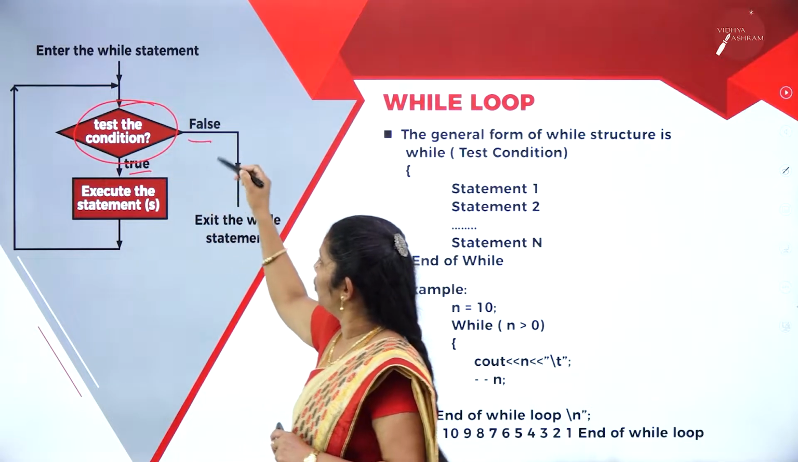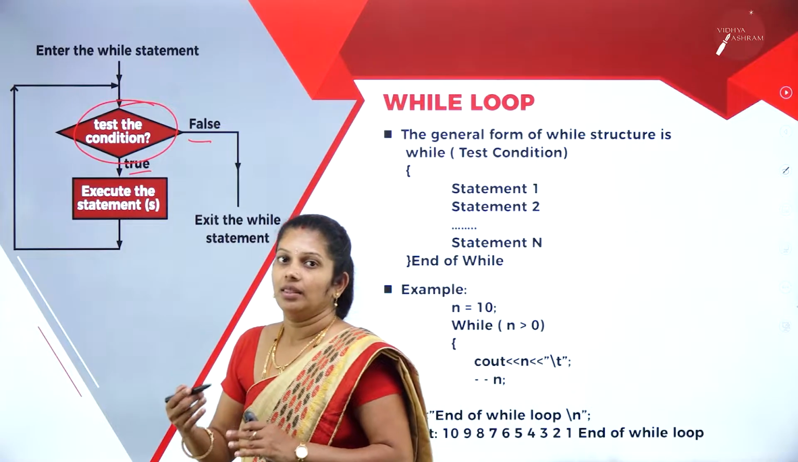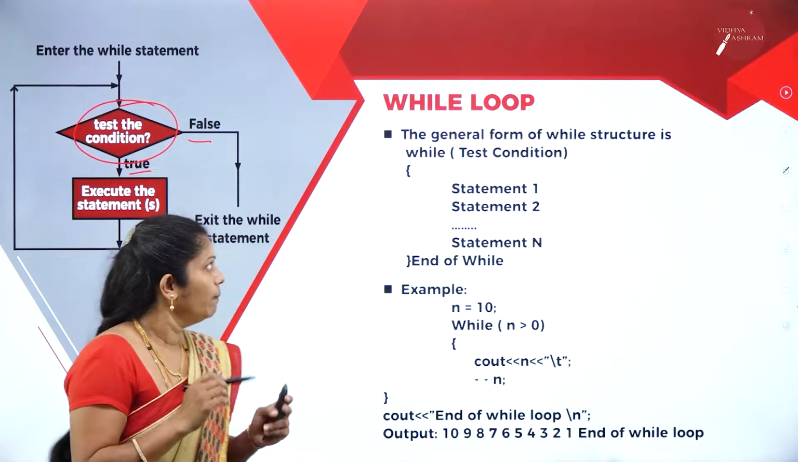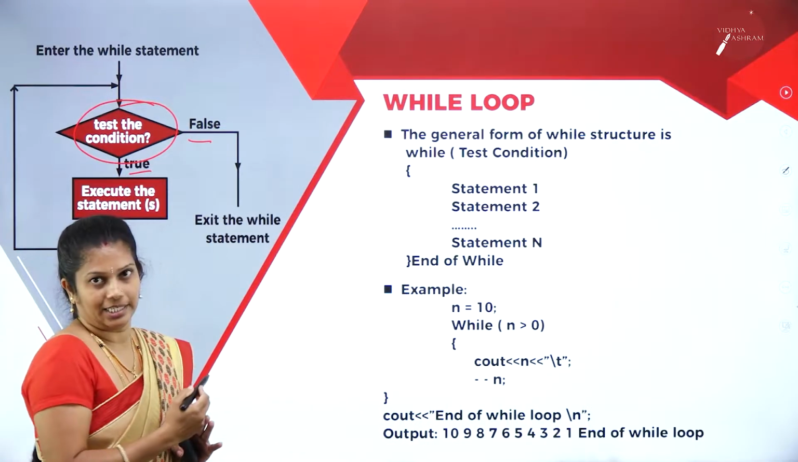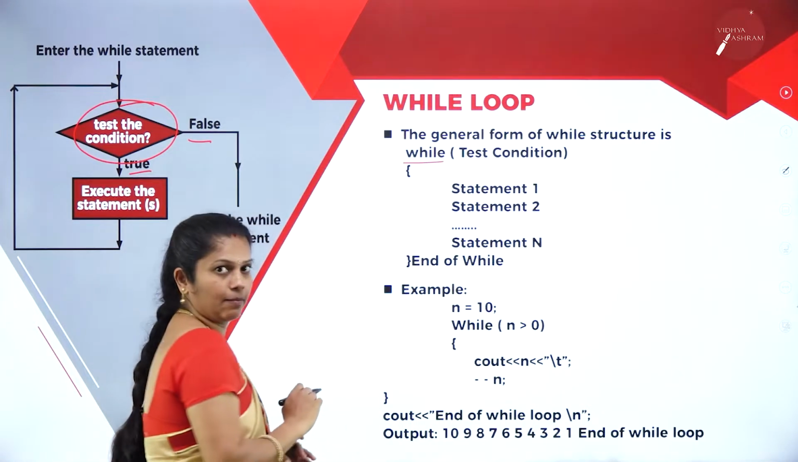Once the condition is false, it exits the while loop. It just comes out from the loop here. This is regarding the while loop. Then when we come to the general structure, the syntax of the while loop, first we have to write the keyword while.